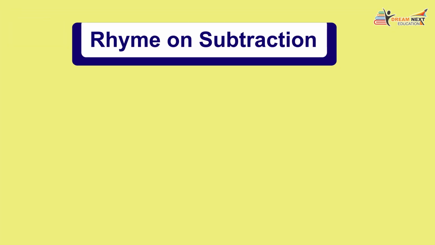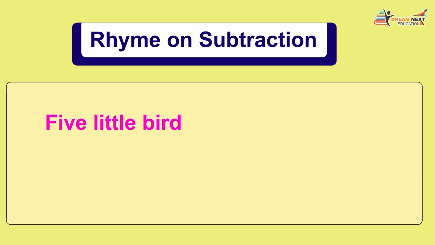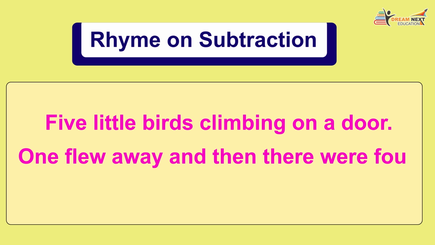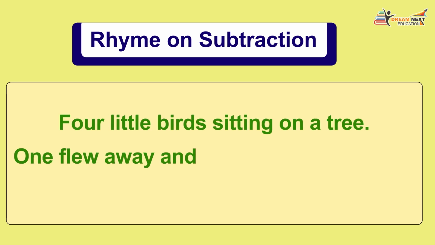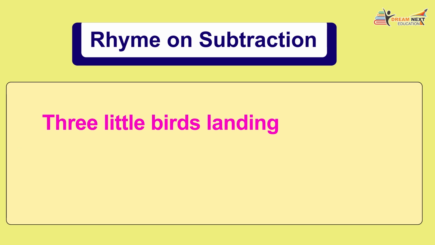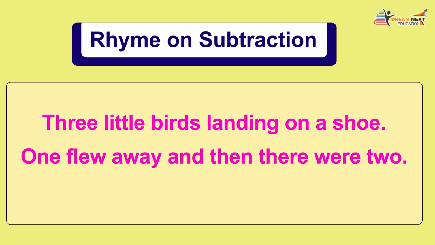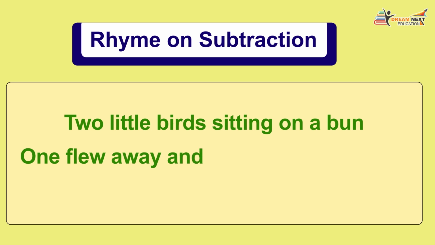Rhyme on subtraction. Let's do subtraction through a rhyme. 5 little birds climbing on a door. One flew away and then there was 4. 4 little birds sitting on a tree. One flew away and then there were 3. 3 little birds landing on a shoe. One flew away and then there were 2. 2 little birds sitting on a bun. One flew away and then there was 1.